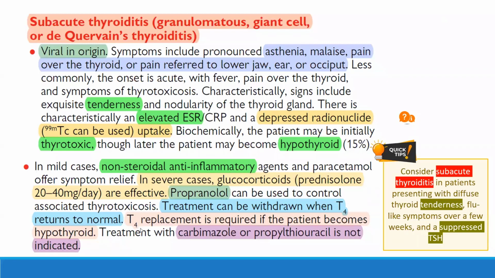Thyroxine replacement is required if the patient becomes hypothyroid, because most cases of thyroiditis present with a hyperthyroid stage and then a hypothyroid stage. Carbimazole or propylthiouracil is not indicated. So this is a very important issue.